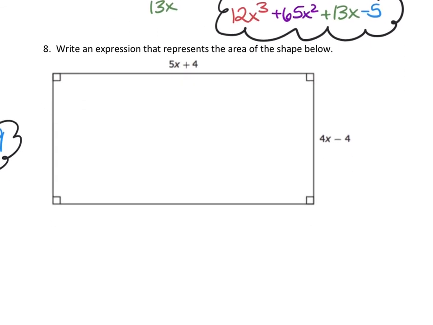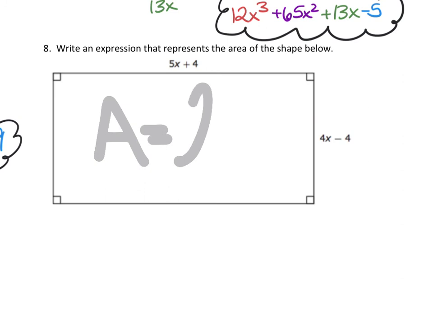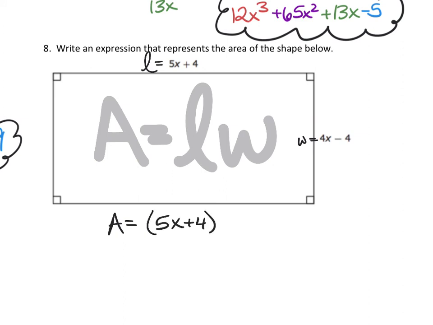Now, a way we can act like this is an application problem is like number 8. It says, write an expression that represents the area of the shape below. Now, hopefully you remember that a rectangle has an area of length times width. And we're given basically a length and a width. So our question here is saying find the area if I multiplied the length times the width. Oh snap, we know how to do this. This is a polynomial multiplication problem.